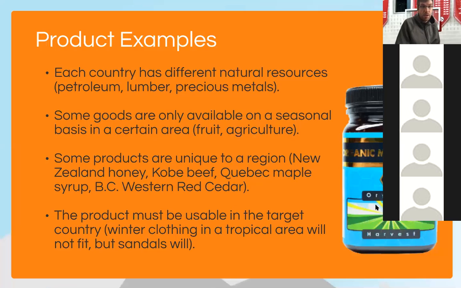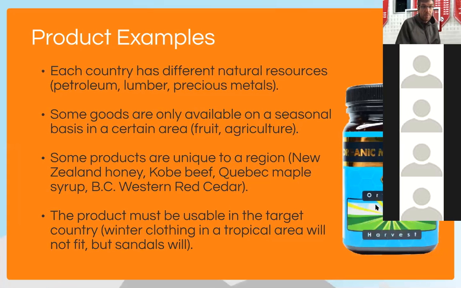So, you understand that there's going to be different natural resources. You might have some products that are unique to a region. It has to be usable in that target area. So Canada Goose, they don't sell winter parkas in countries around the equator. Instead, they make rain gear. So that's a small modification of their product. If they tried to sell their parkas in Asia near the equator, it wouldn't be popular. So they have to sell something different.